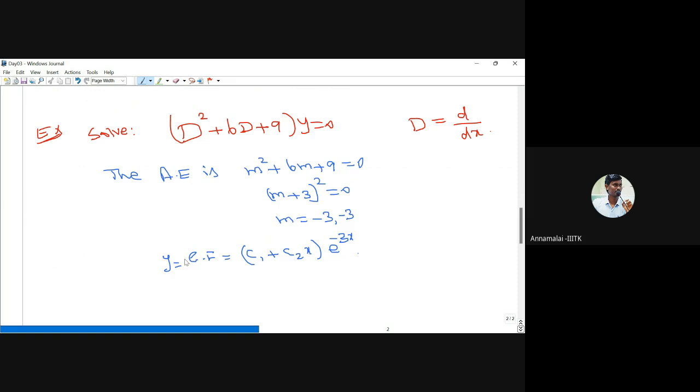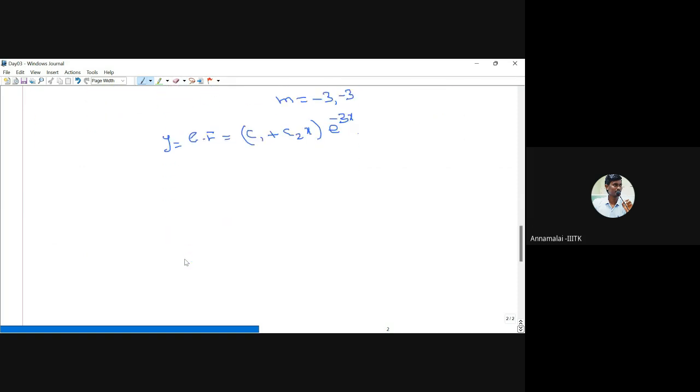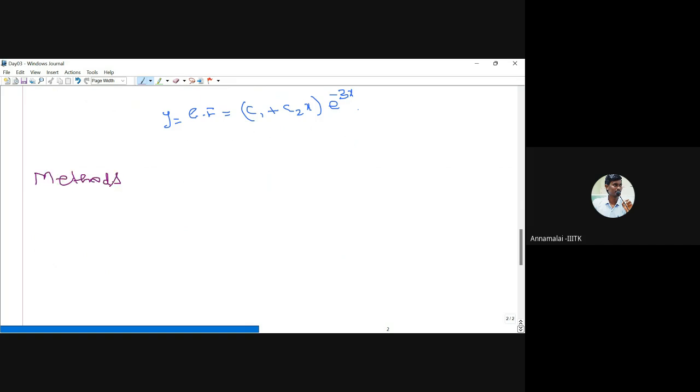Now the next thing is we have to find the particular integral of a second order differential equation with constant coefficients. So the next is methods of finding the particular integral, simply say PI. So what are the methods? The first one is type 1. Type 1 depends upon the right hand side function r of x.